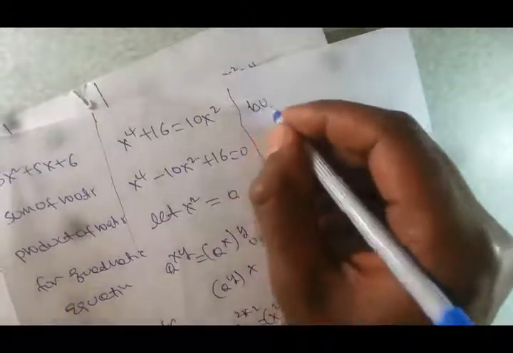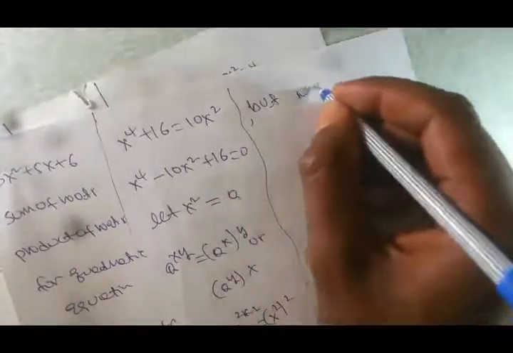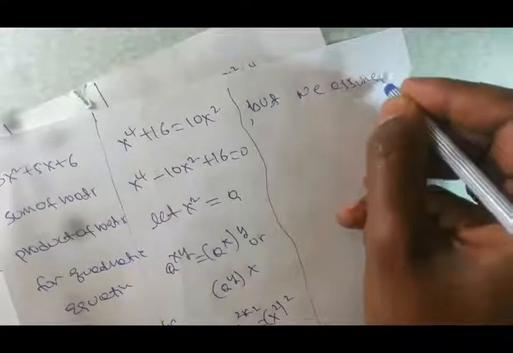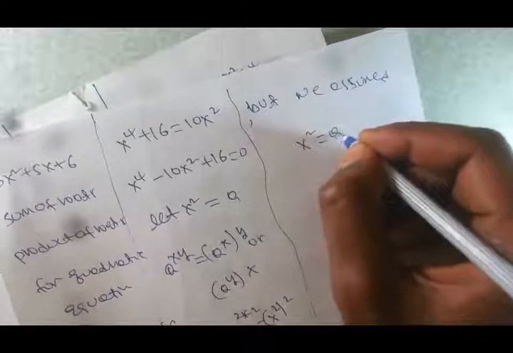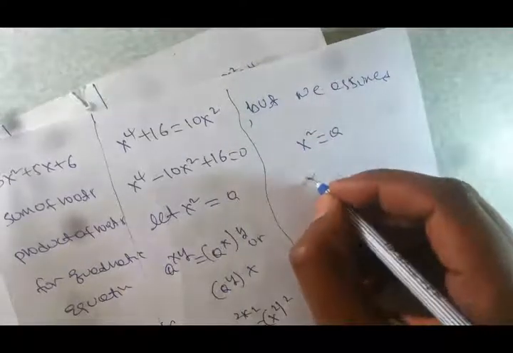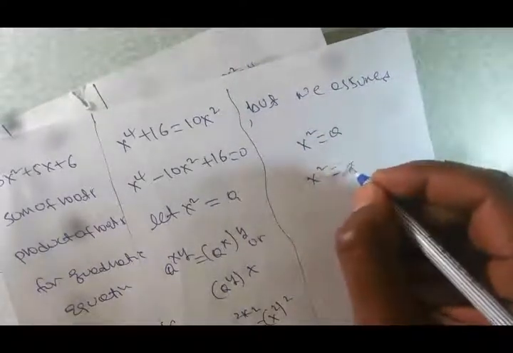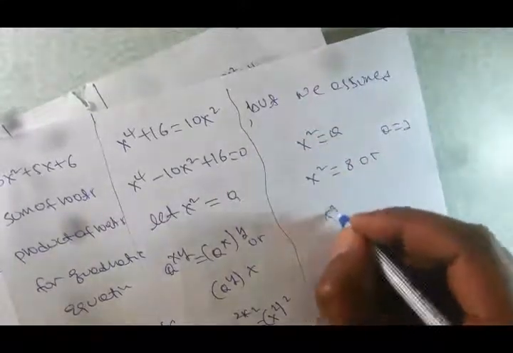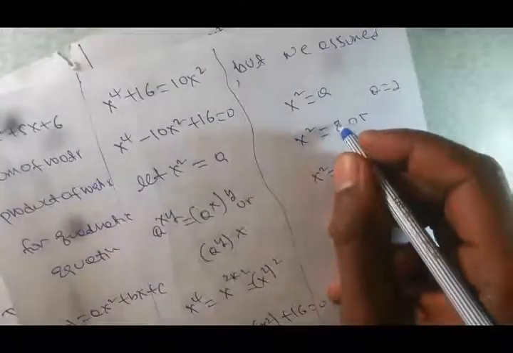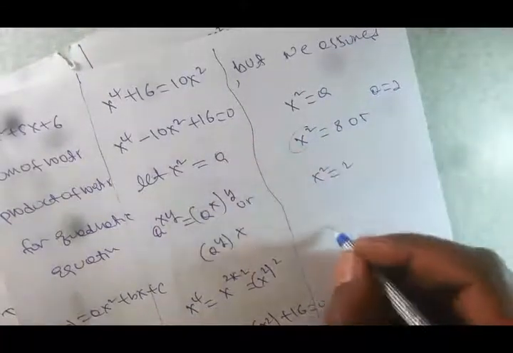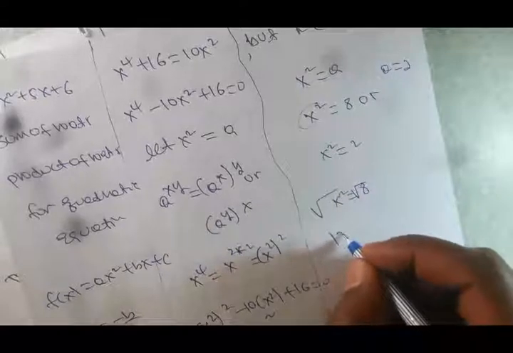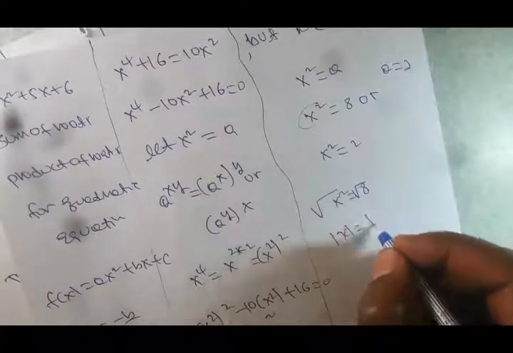But we assumed x square to be a. So the value of a can be either 8 or the value of a can be 2. X square is equals to 2. Therefore to find x square is equals to 8, we take the square root. Therefore the absolute value of x is equals to square root of 8.